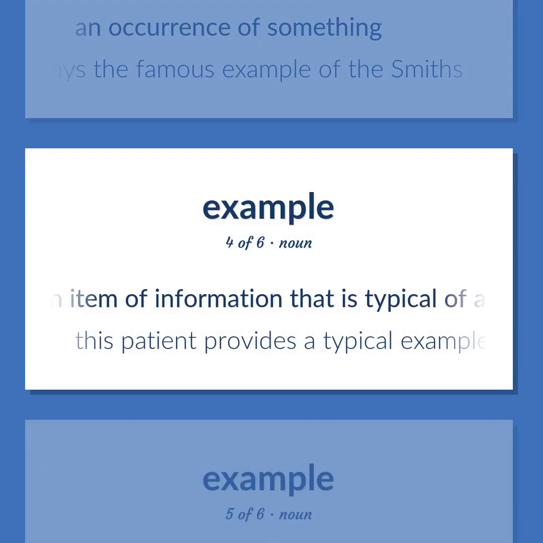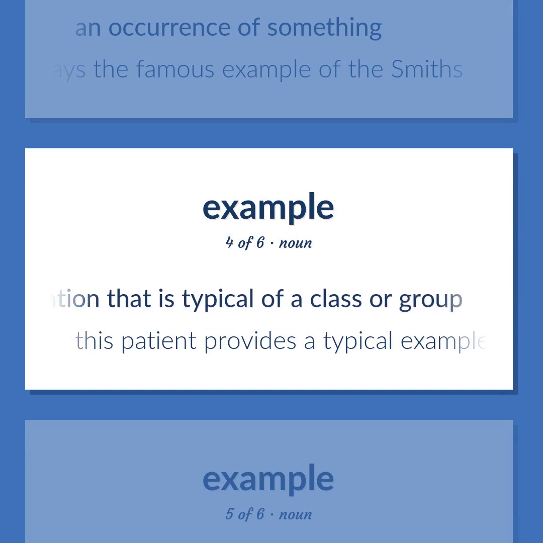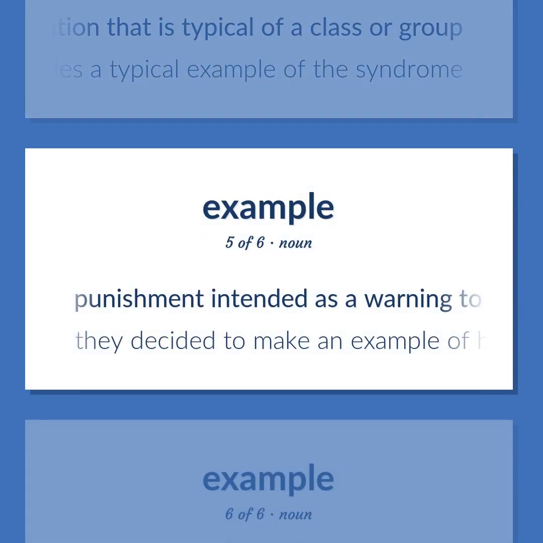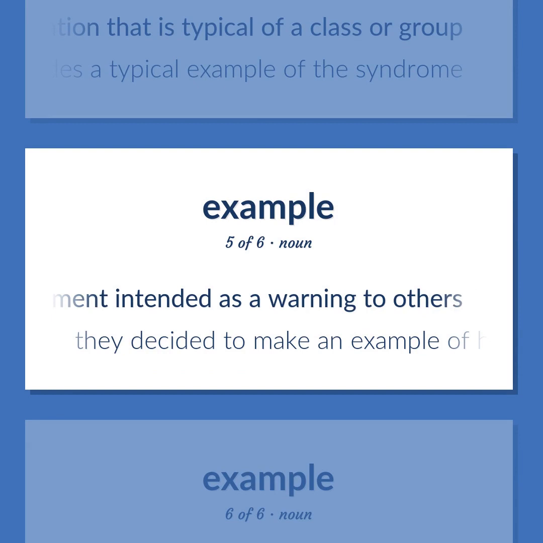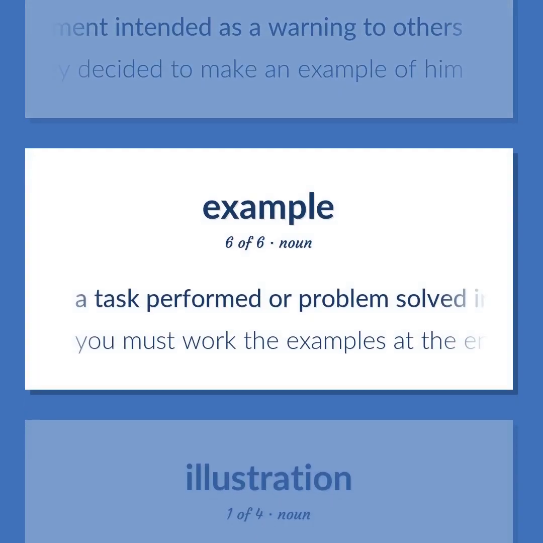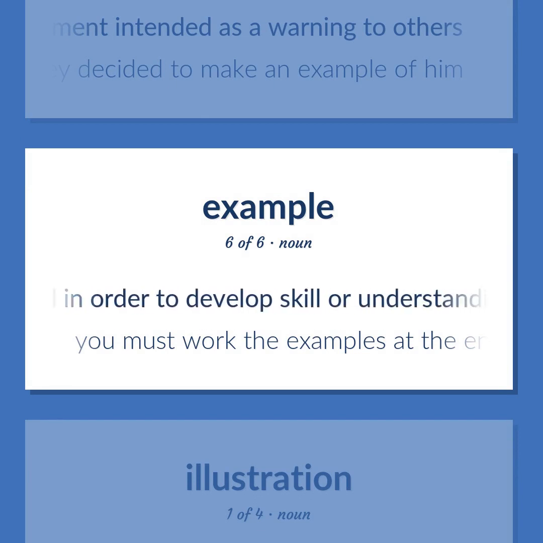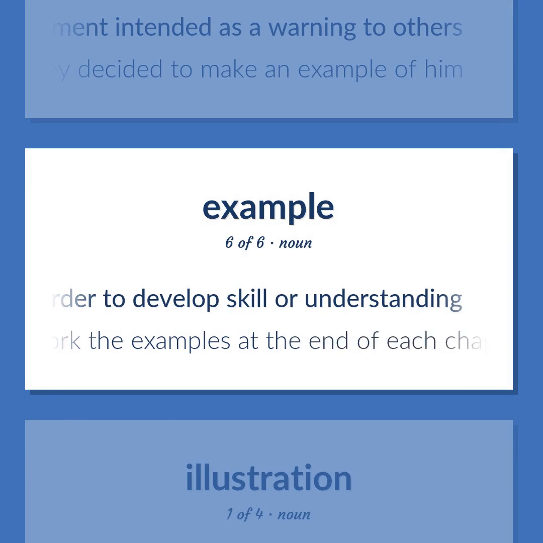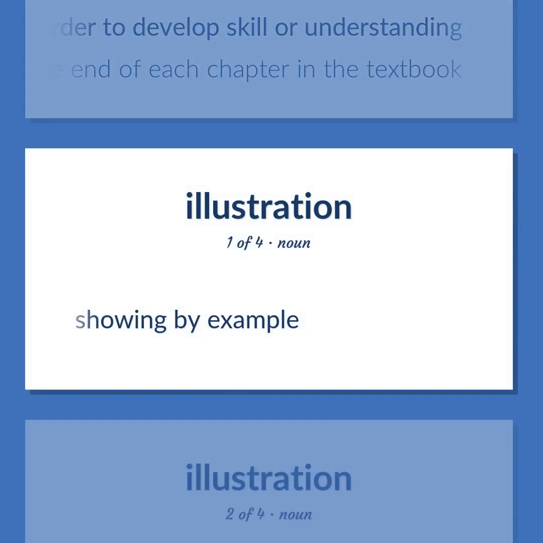An item of information that is typical of a class or group. This patient provides a typical example of the syndrome. Punishment intended as a warning to others. They decided to make an example of him. A task performed or problem solved in order to develop skill or understanding. You must work the examples at the end of each chapter in the textbook. Showing by example.